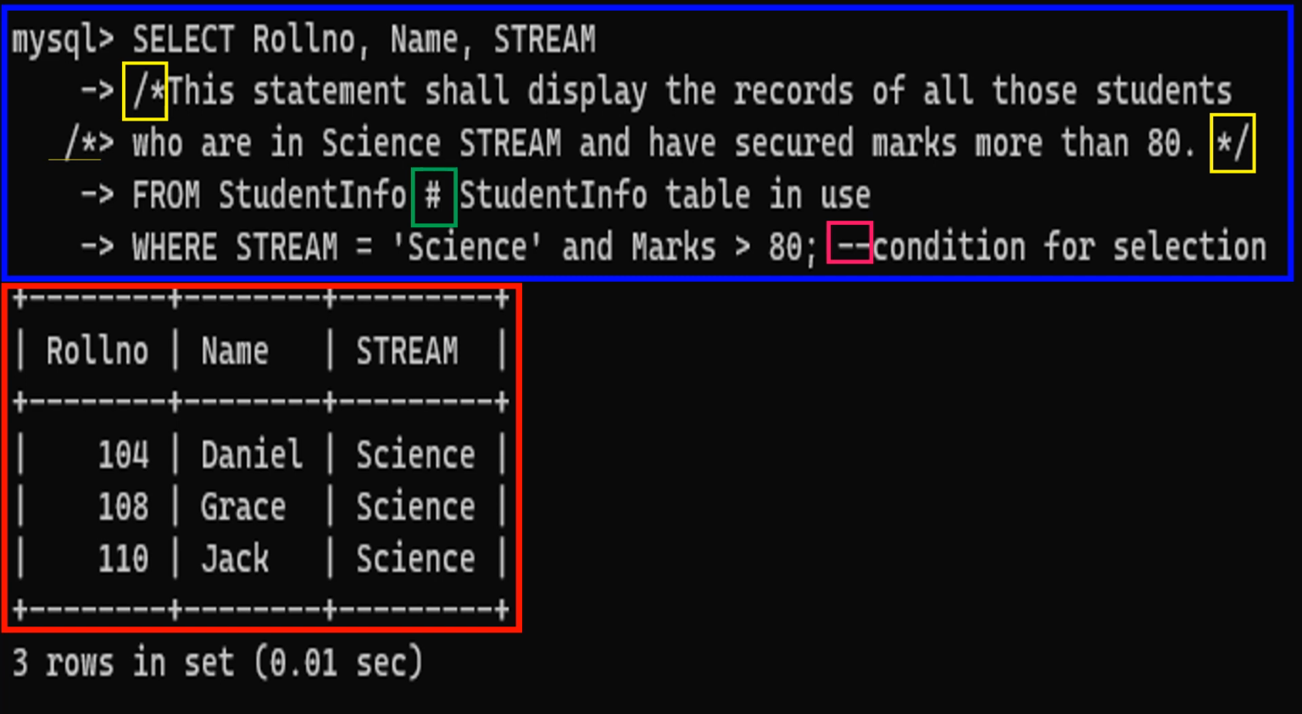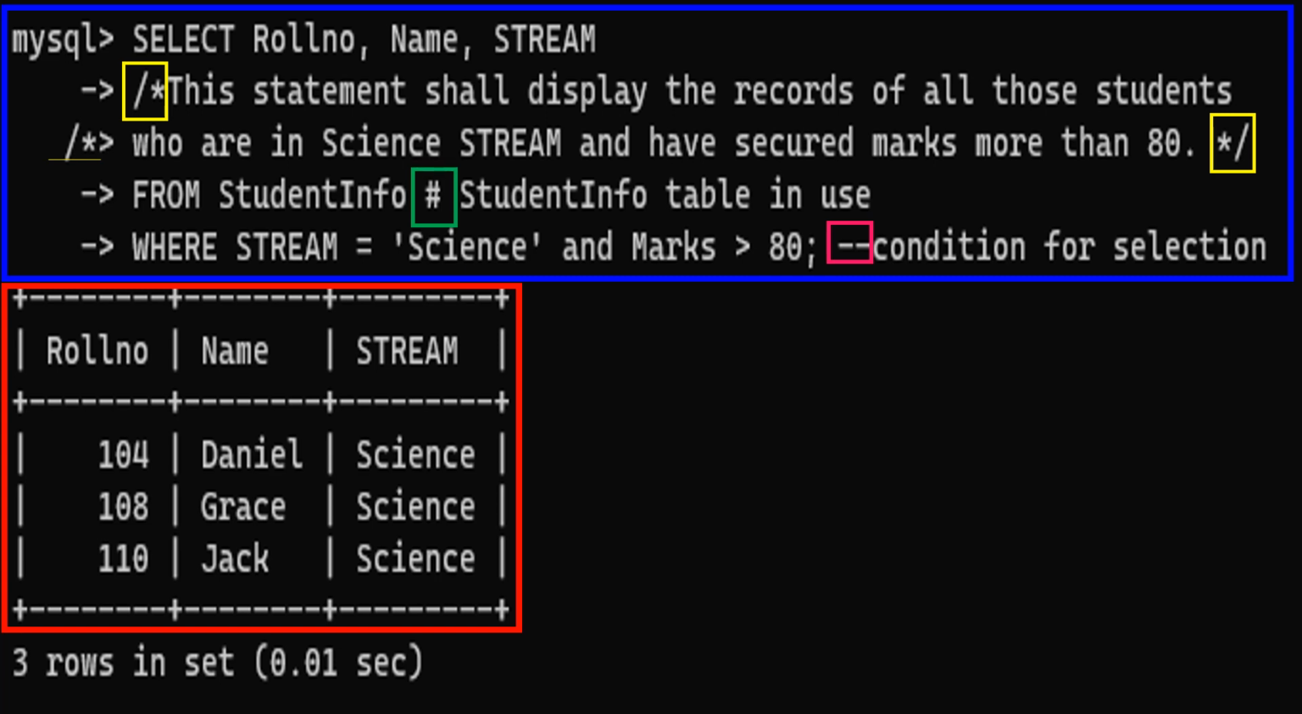Now I want the remaining statement in the next line, so I press the Enter key. The third line starts now. Look at the third line. It automatically took the same comment style /* in the front, which is underlined in yellow for your reference. You can see it before the arrow. Now we continue the statement: who are in science stream and have secured marks more than 80. And now we have to end the comment with an asterisk and a slash, again marked in a yellow box for your reference.